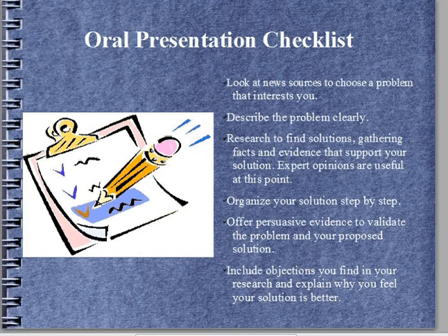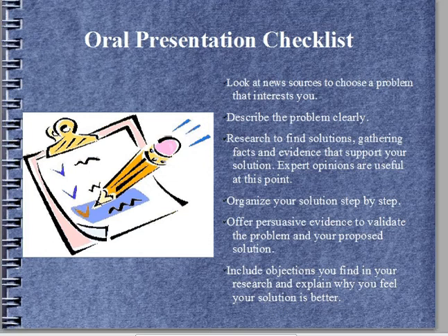Okay, so then you have to research to find solutions. You have to gather facts and evidence that support your solution. Expert opinions are useful at this point. So when you're researching on the internet or in another newspaper or book, be sure to look for studies that were done or someone who is an expert in that field to use as evidence or reasons why your solution is the best. So you're going to organize your solution step by step.